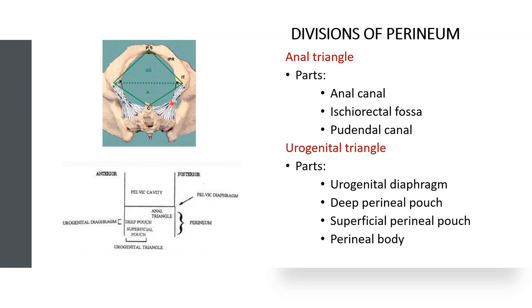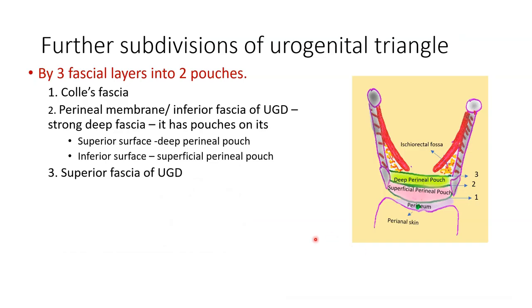In the anal triangle, the anal canal divides it into two ischiorectal fossae on either side. Two ischiorectal fossae, and there is a pudendal canal. So these you will be learning in the anal triangle. So the urogenital triangle is divided into two pouches, that is the superficial perineal pouch and the deep pouch. The anal triangle is divided into two ischiorectal fossae. The urogenital triangle is divided into two pouches by three fascial layers.